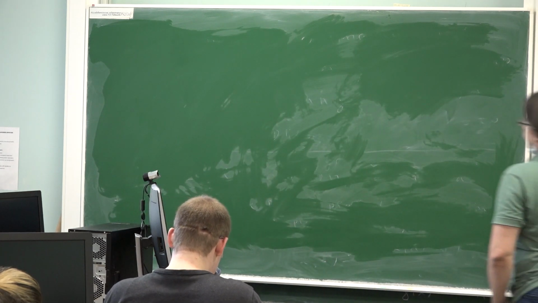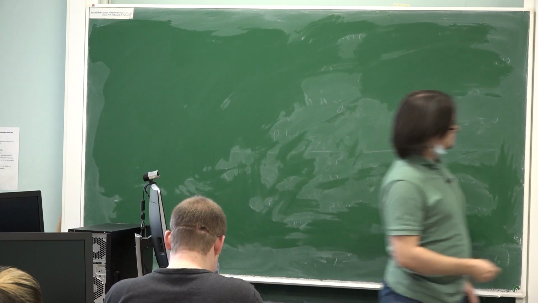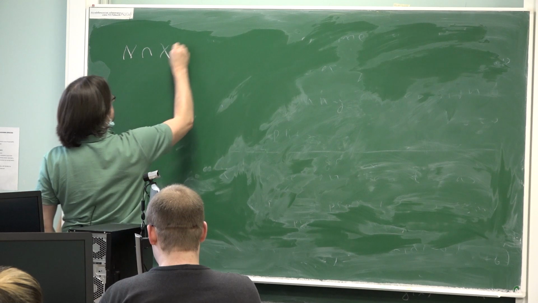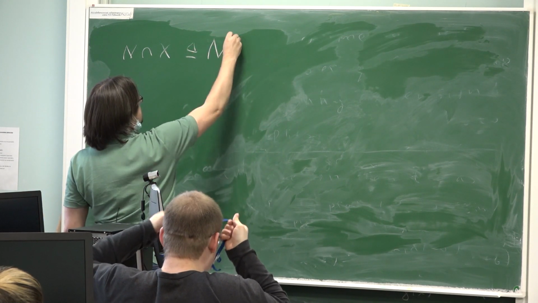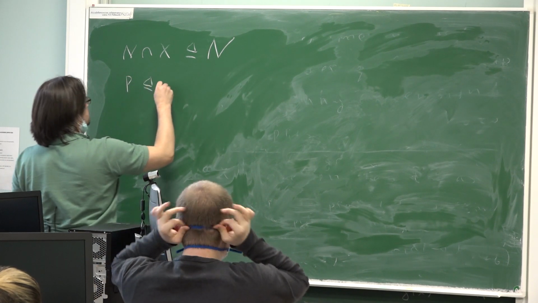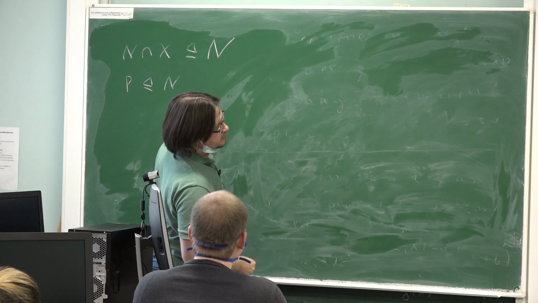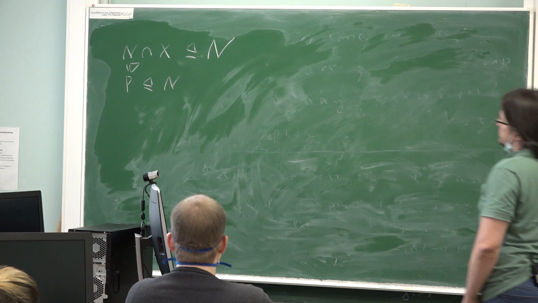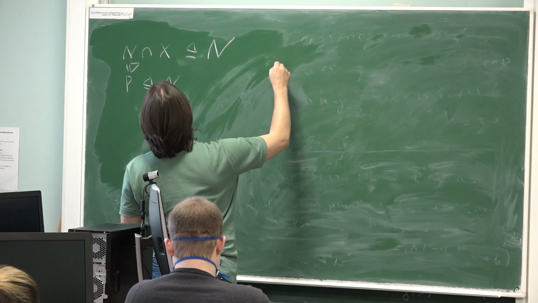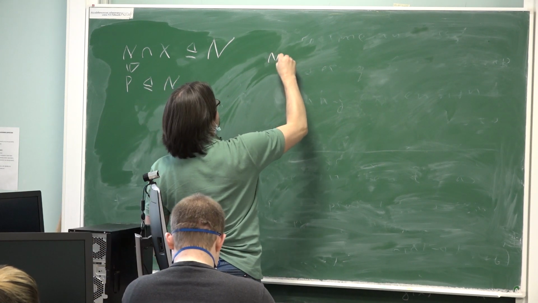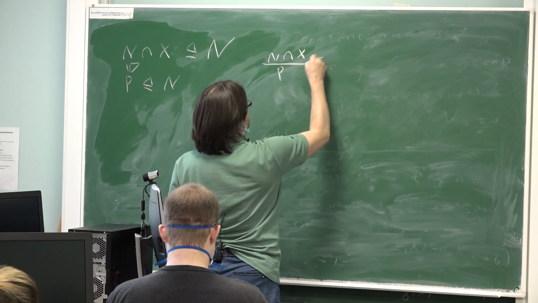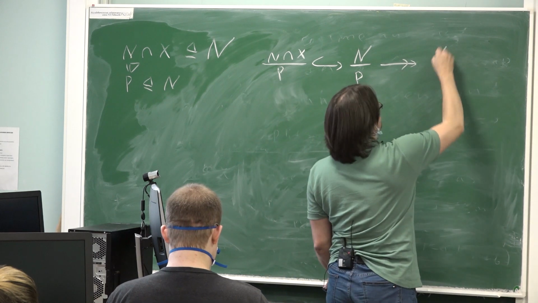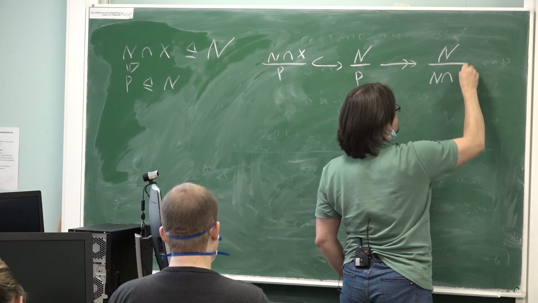So now we have that N intersect X is a normal subgroup of N, and P is a normal subgroup of N, and in particular a normal subgroup of N intersect X. And hence we can consider the following extension. N intersect X factor P is a normal subgroup of N factor P, and the factor is N factor N intersect X.